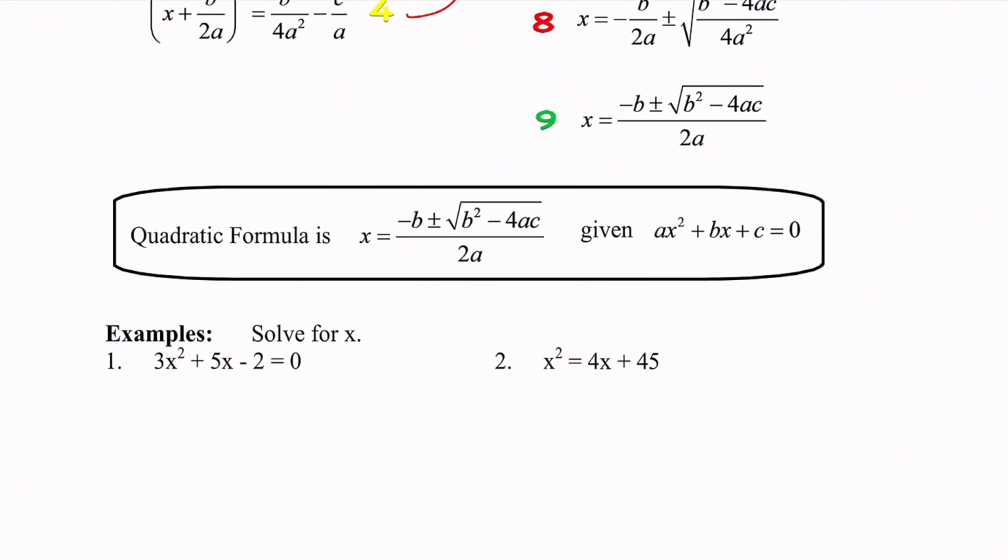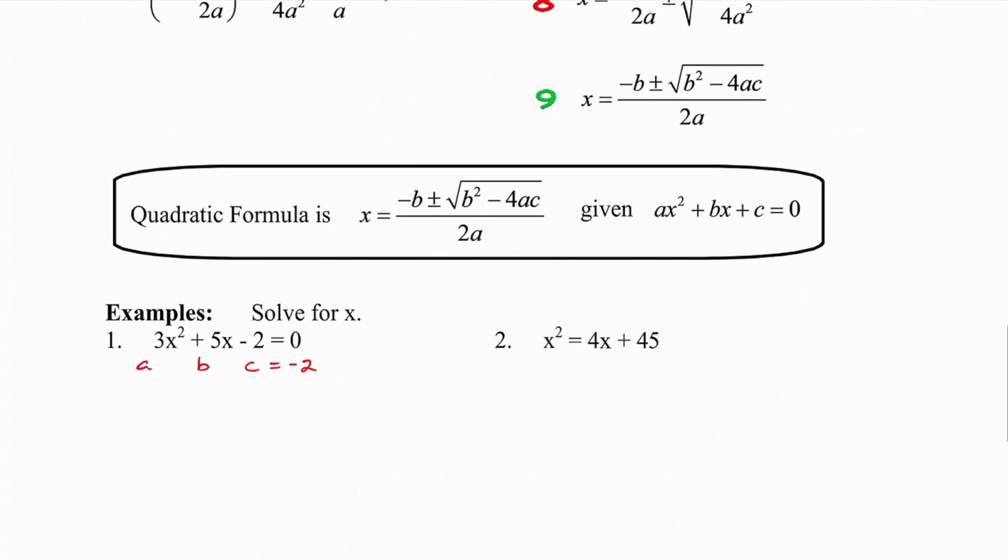So it says solve for x. So in number 1, we want to get it to look like this here first, ax squared plus bx plus c, and that's what we have. So I can see that the a is 3, the b is 5, and the c is -2. Okay, so I'm just going to write that last one just because it had a negative with it.